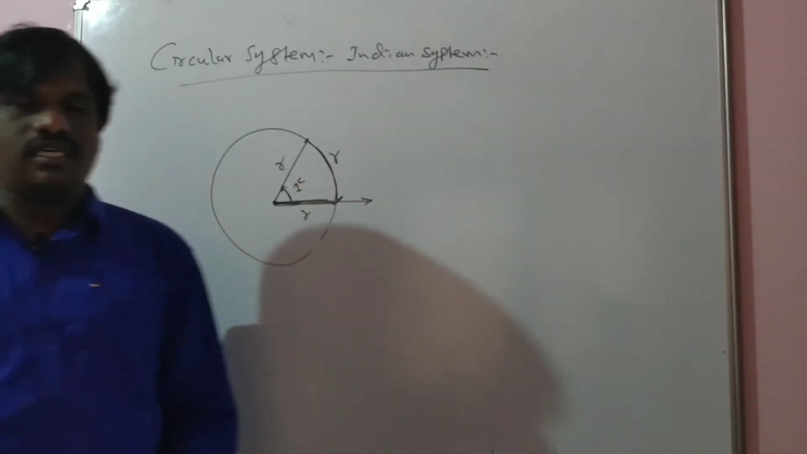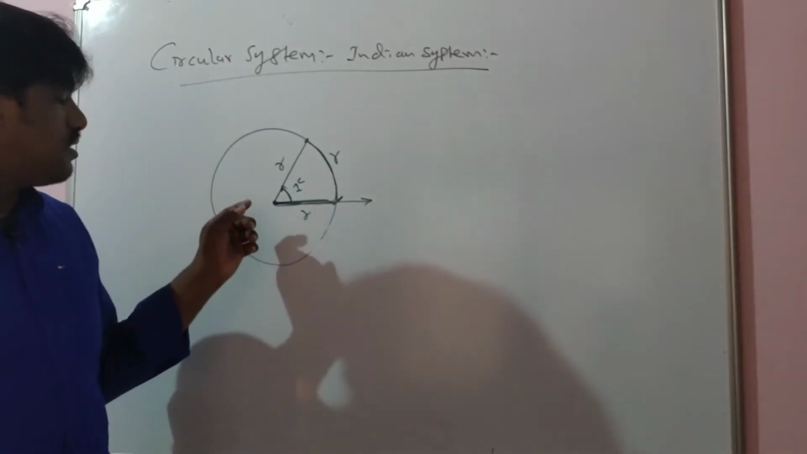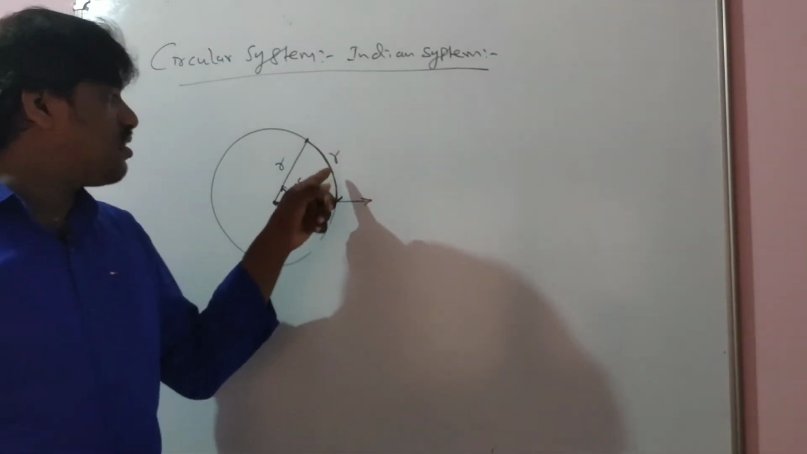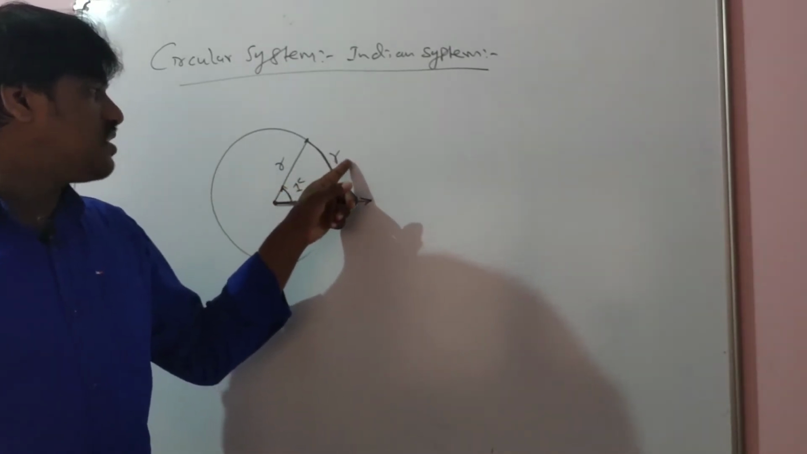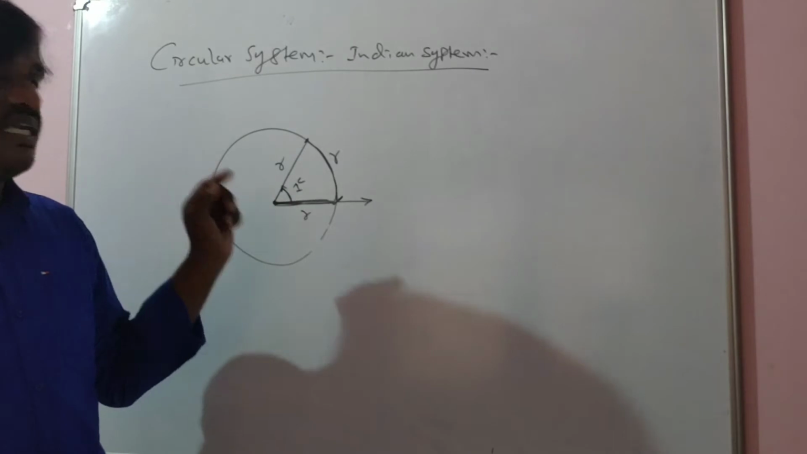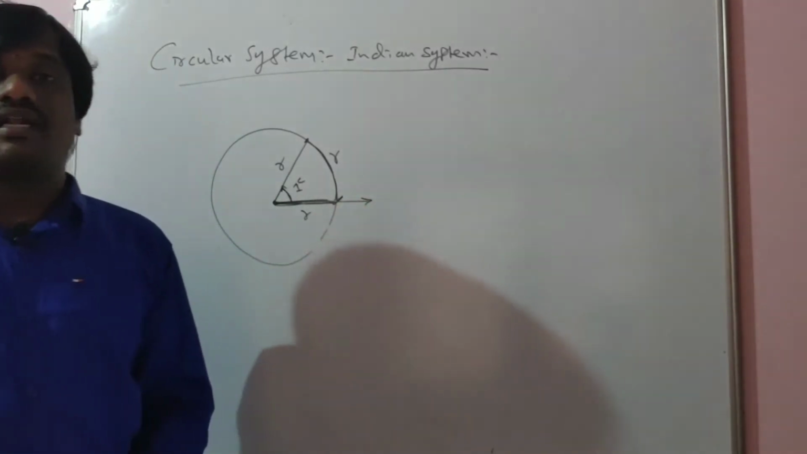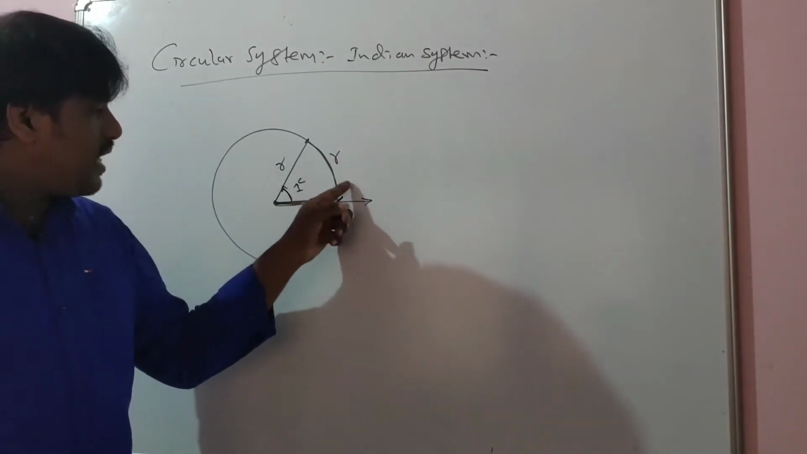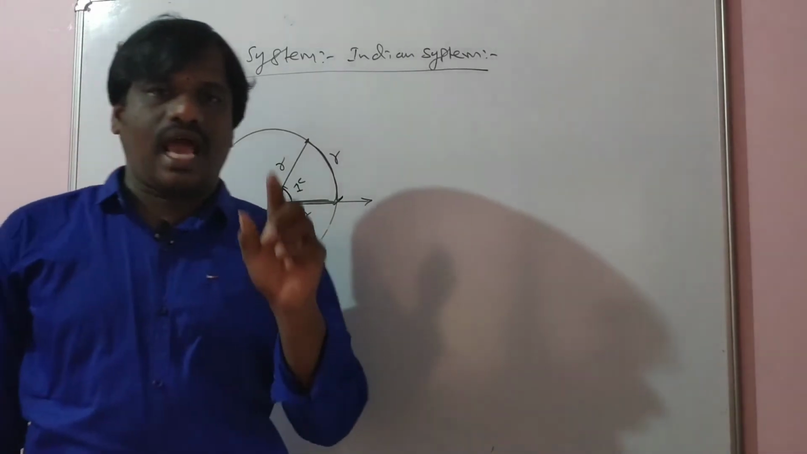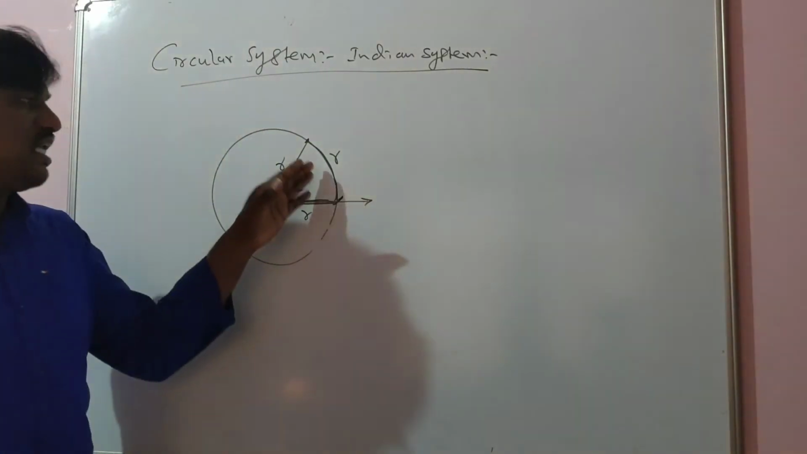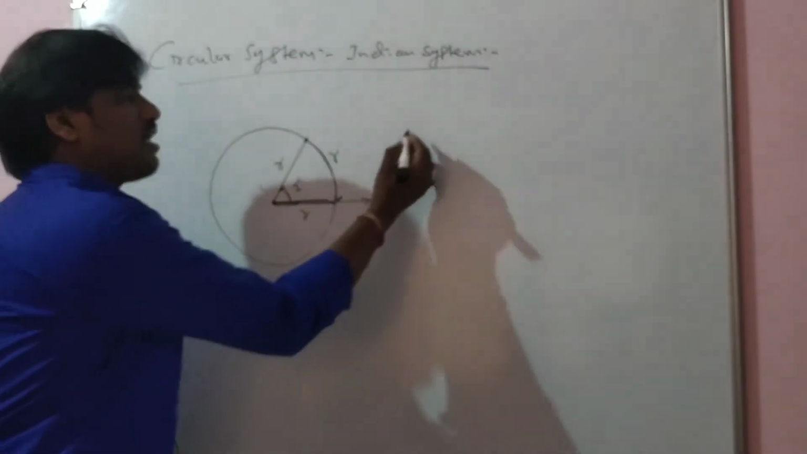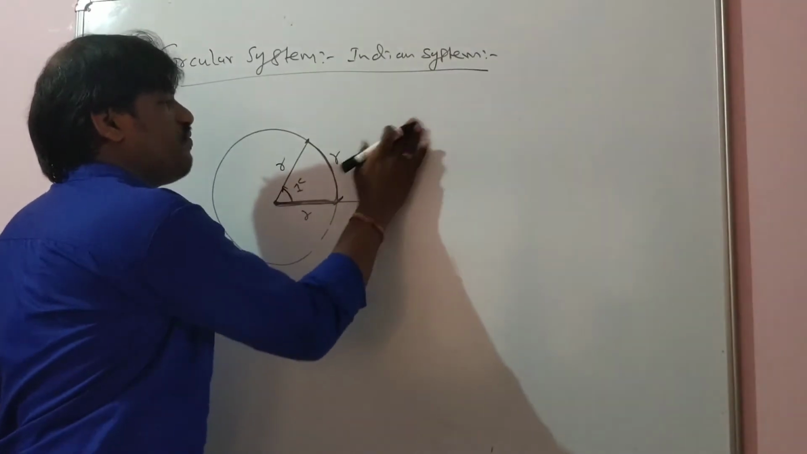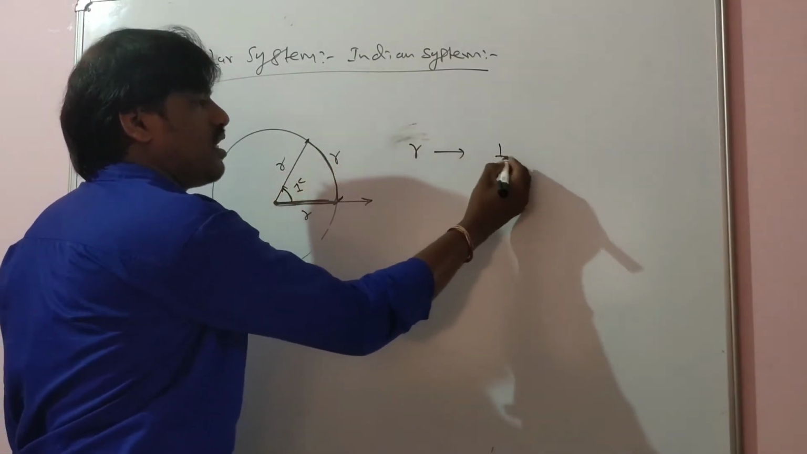So what is the radian definition? The arc whose length is equal to the radius subtends an angle at the center of 1 radian. See here, the arc equal in length to the radius makes an angle at the center, and that angle is called 1 radian. That is the Indian system. How much 1 radian is equal to, I'll tell you later. So if the arc is of length r, you get 1 radian.